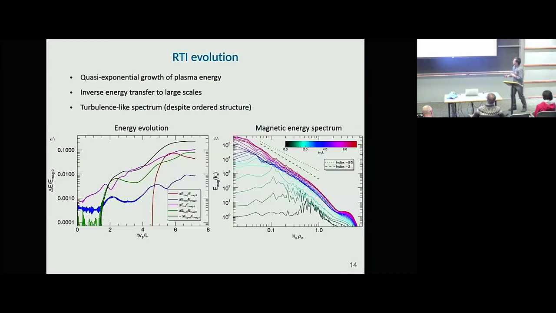So the energy evolution for different components is here. You probably can't see what it is, but the main point is that all the energies are basically increasing exponentially, as you expect for instability.